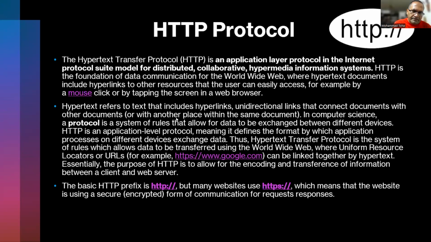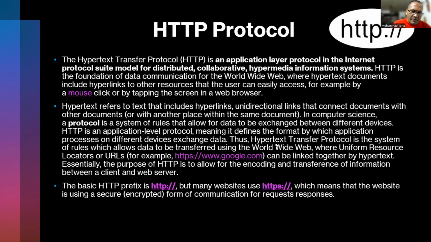So hypertext refers to text that includes hyperlinks, unidirectional links that connect documents with other documents. Like the same document having different branches or other documentation. A protocol is a system of rules that allows data to be exchanged between different devices, and HTTP is an application-level protocol, meaning it defines the format by which application processes on different devices exchange data.